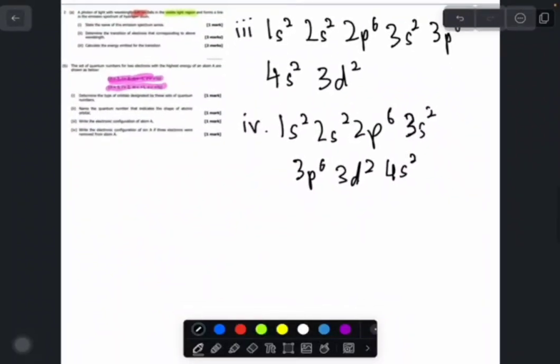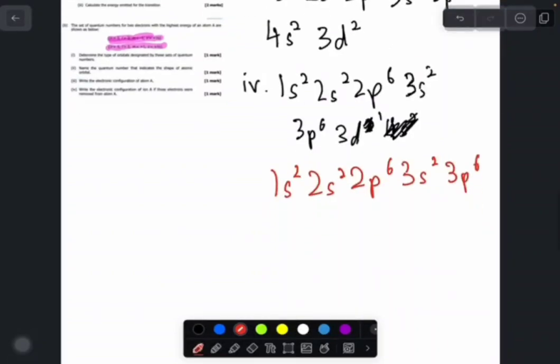Then I read the question again. Write the electronic configuration of ion A if 3 electrons were removed. So I'm going to remove 3 electrons now. I'm going to remove 2 from 4s. So 4s is gone. And I'm going to remove 1 electron from 3d, so instead of 2, it's going to be 1. So the answer for this question is going to be 1s2, 2s2, 2p6, 3s2, just copy back guys, 3p6 and 3d1.